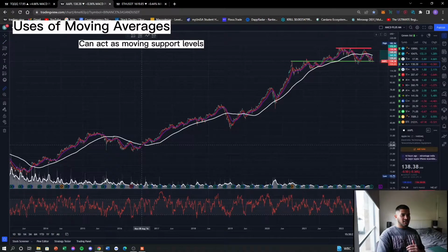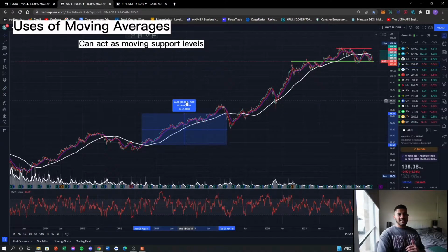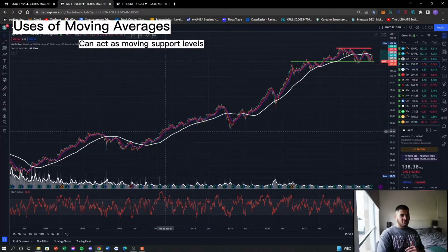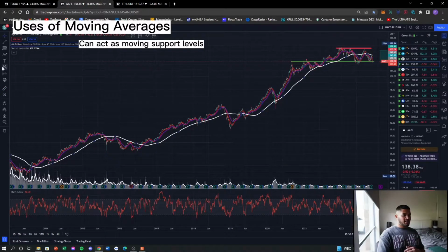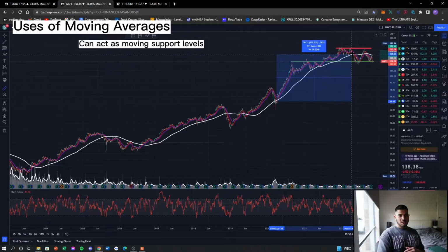Let's say we entered here and we exit here where it crossed down. That's an 88% gain, which is absolutely amazing. Let's just take another example. The 200 MA crossed over here and it crossed below here. So let's say that's another 29%. And once again, it crossed above over here and then crossed below over here.